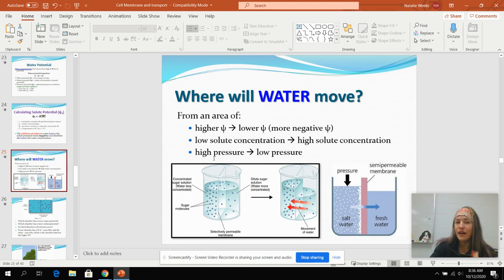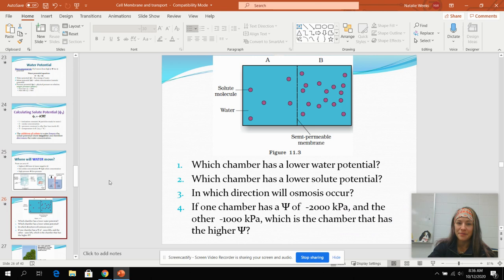And it's going to move from an area of high pressure to low pressure. That's how super soakers and squirt guns work. You pressurize the thing that's in it, and that water wants to leave and move to an area of low pressure, which would be outside of that squirt gun. So over in here, I want you guys to think about these for a minute. So pause a little bit, and then we'll go over each one.